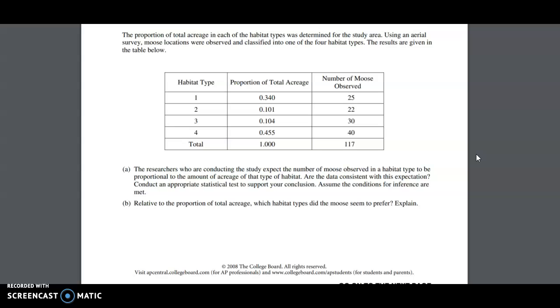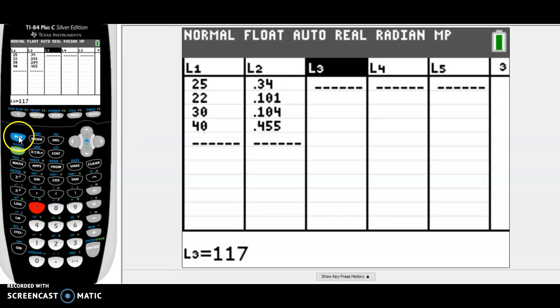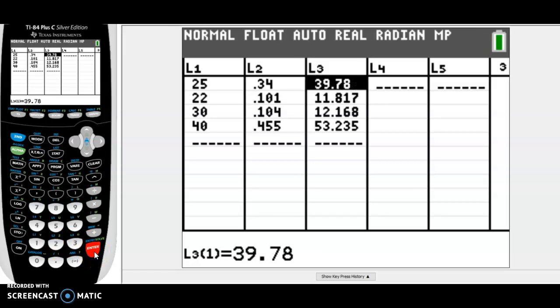When we're working with chi-squared, we're always dealing with just the expected counts and observed counts. And so we find them based on what was given here for the proportion. So we have the number of moose at 117, and I have these stored into my calculator in a list. So areas 1, 2, 3, 4, my observed is in list 1. I have the expected proportions in list 2. So I'm going to take in list 3 117 times each of those proportions. And so these are my expected counts.